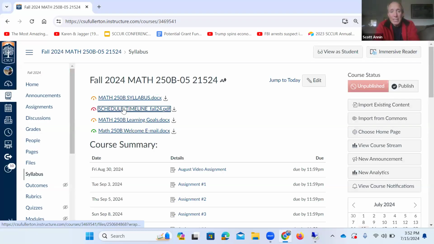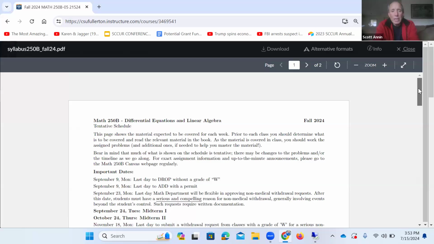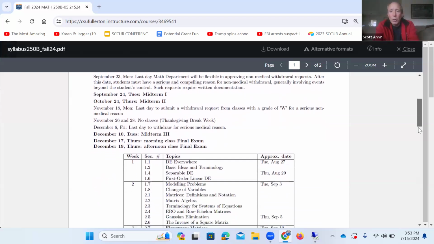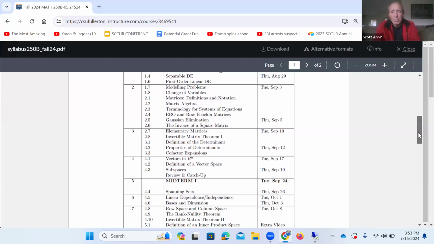I also have a schedule for how things are going to work for the 15 weeks of the semester. So in this document, you'll get an idea. Of course, I've reposted when the midterms and the exams and the important dates are. But this is more of a calendar breakdown of where we should be in the material, what topics on what days. And so you can follow along with this to see where we're at.